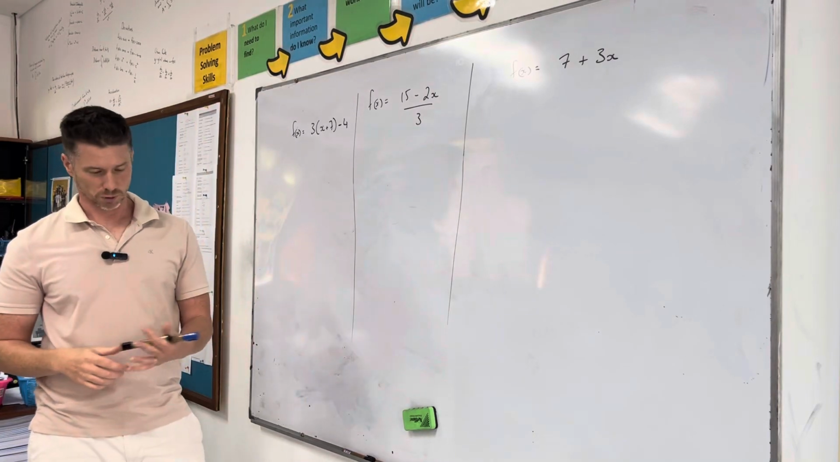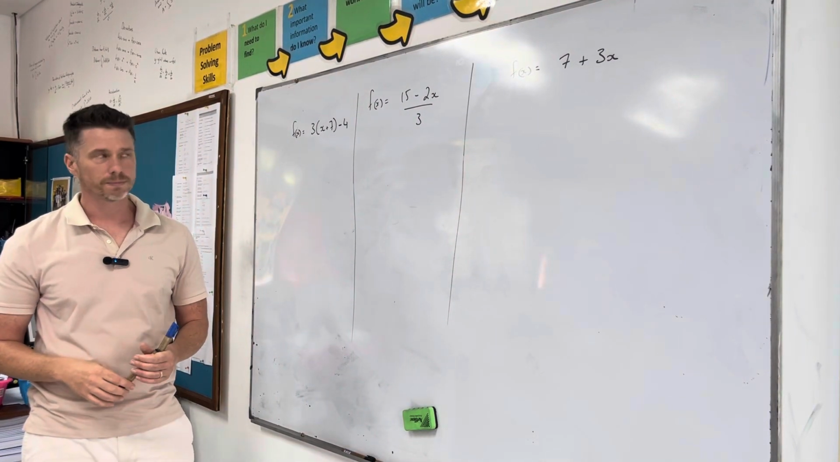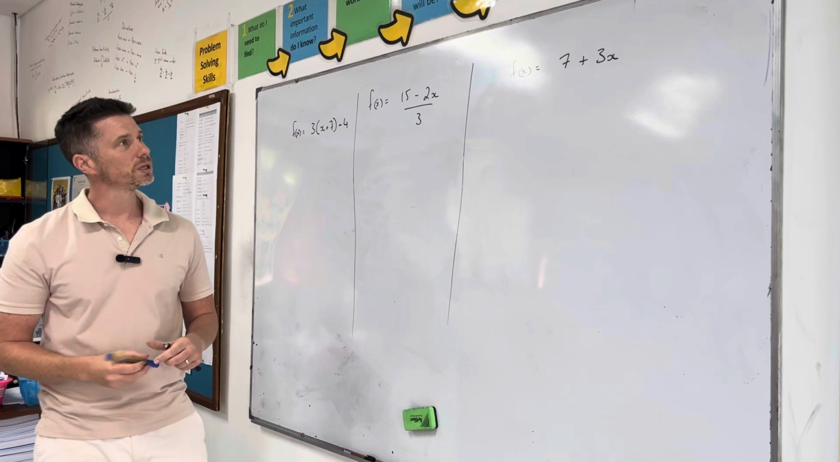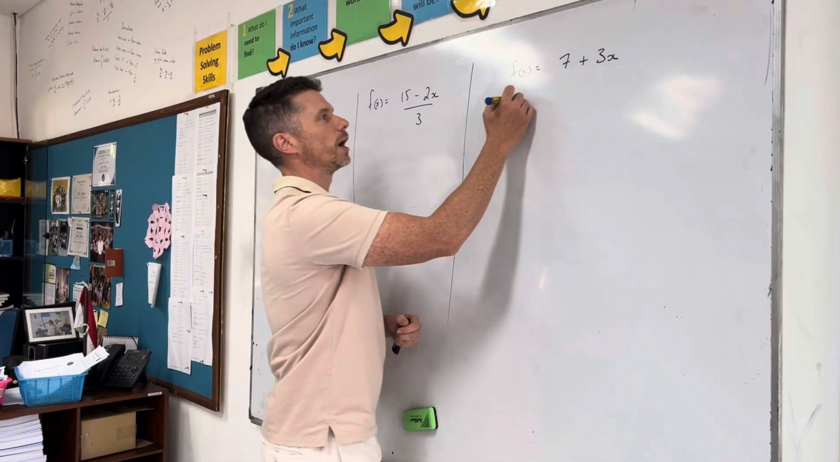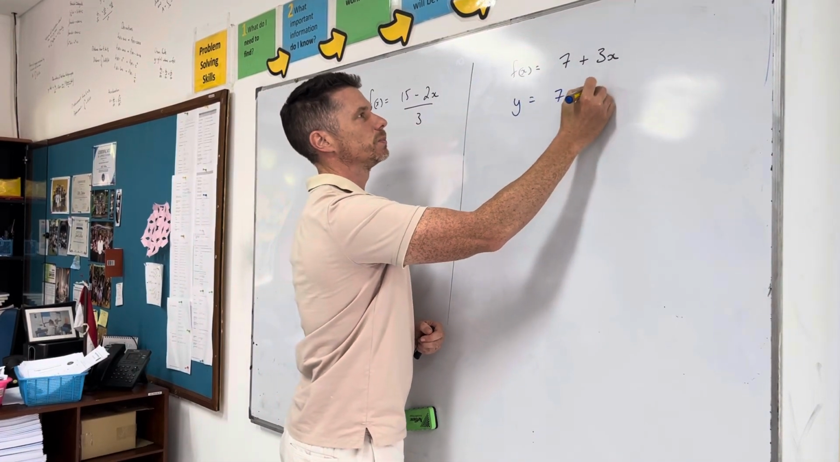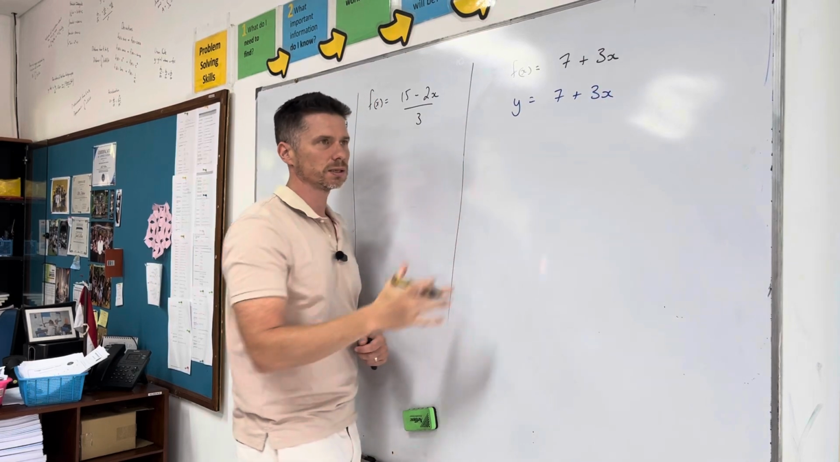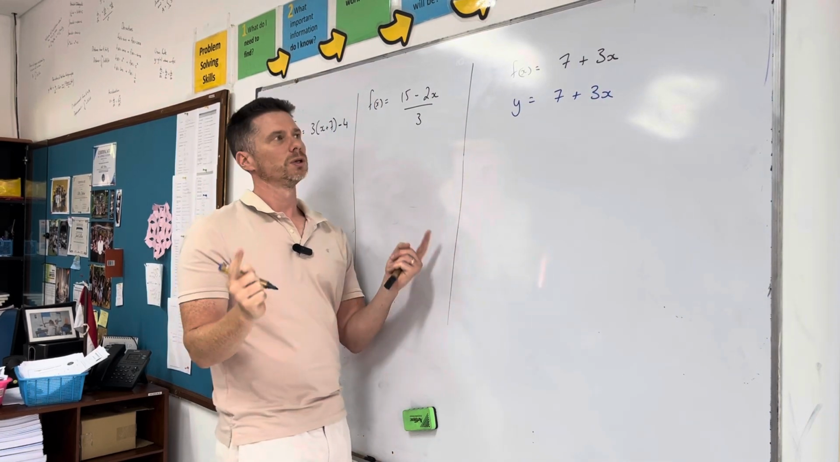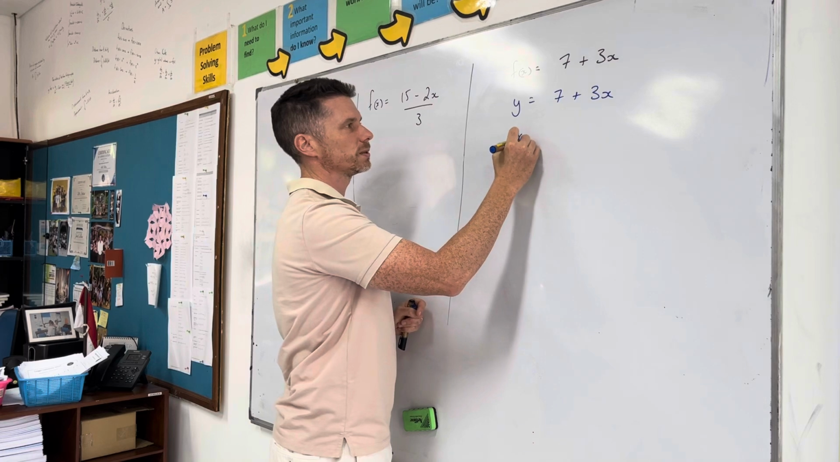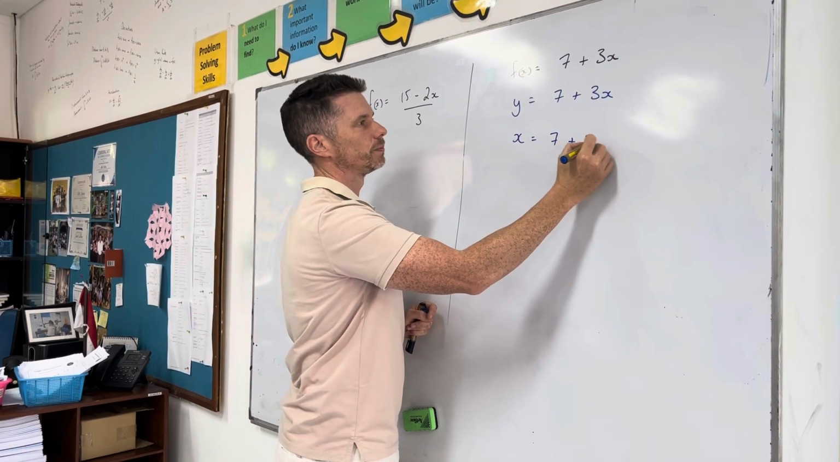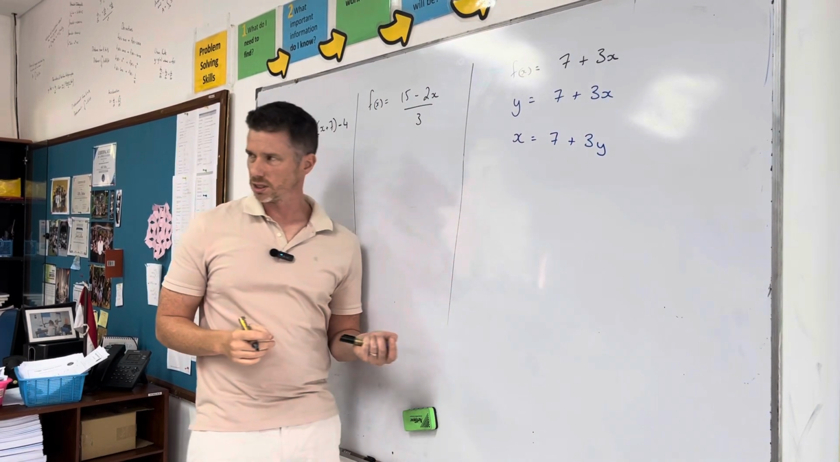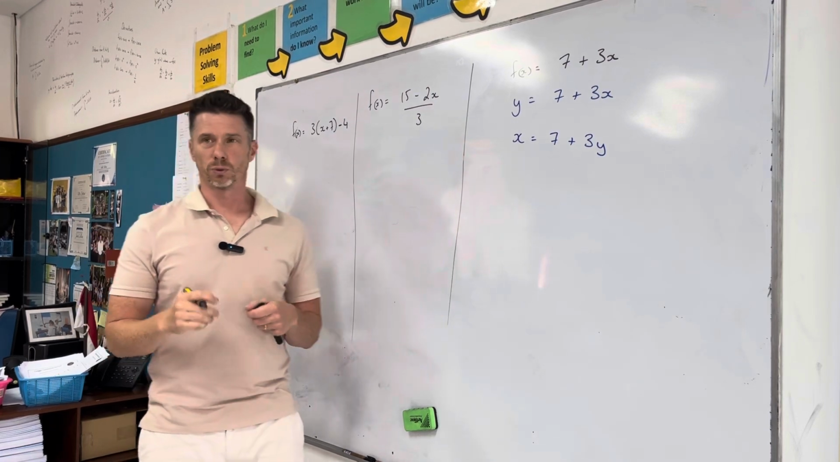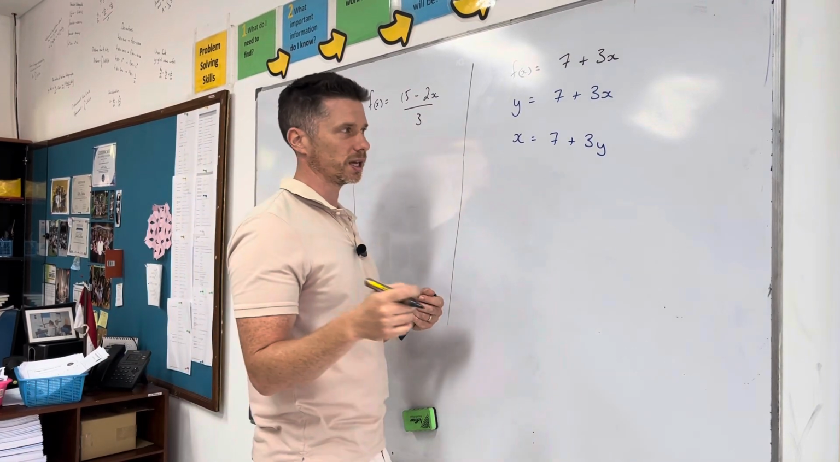How to get the inverse, which you should be well aware of, but we'll just review again the steps we need to do. Step 1, I would write this as y is equal to 3x plus 7, so x's and y's. Step 2, swap the x's and y's. Step 3, solve for y.